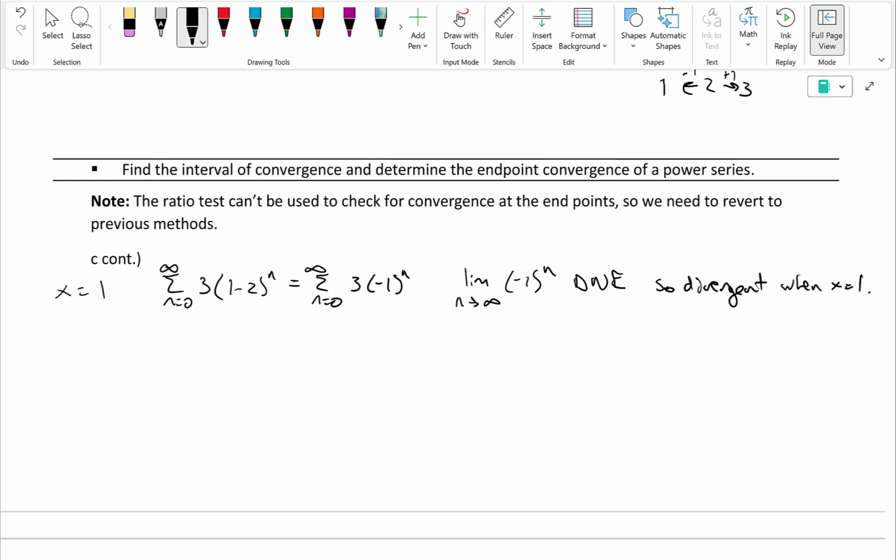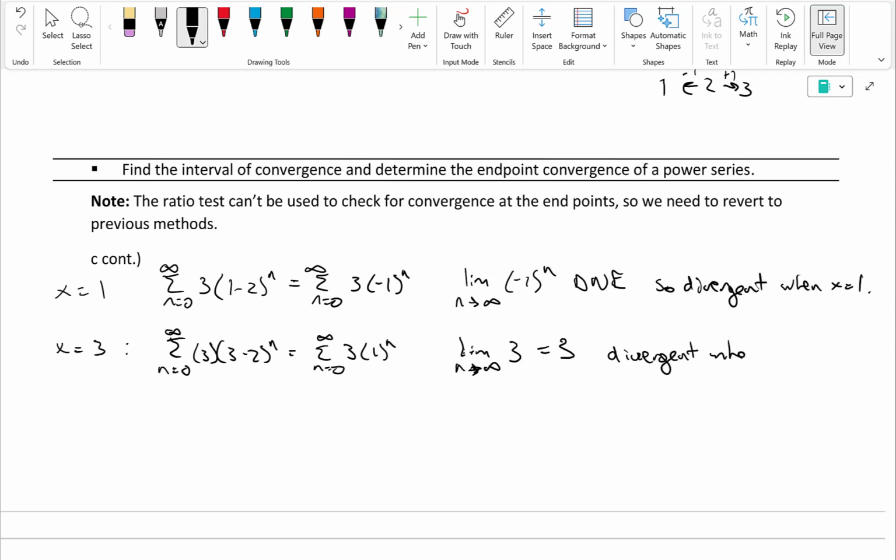And if x equals 3 here, we get our summation from 0 to infinity of 3 times 3 minus 2 to the n, or summation here of n equals 0 to infinity of 3 times 1 to the n, or just 3, right? The 1 to the n is always going to be 1. But our limit there, right, n to infinity of 3 is just 3. That's not 0, so we are divergent when x equals 3.